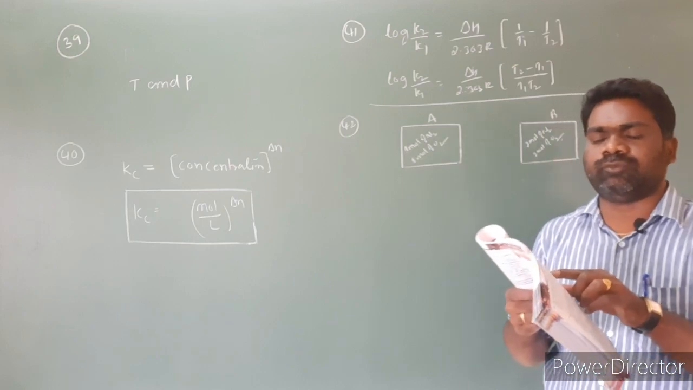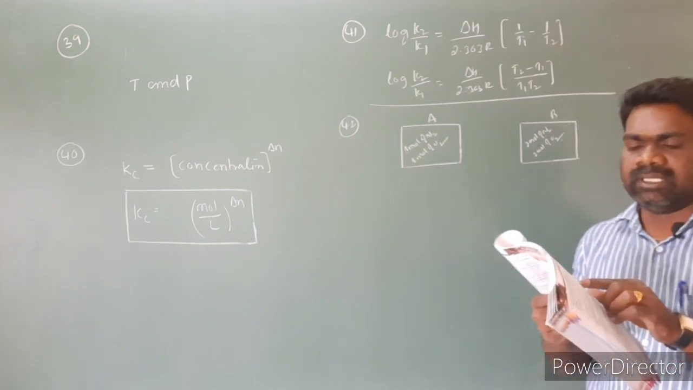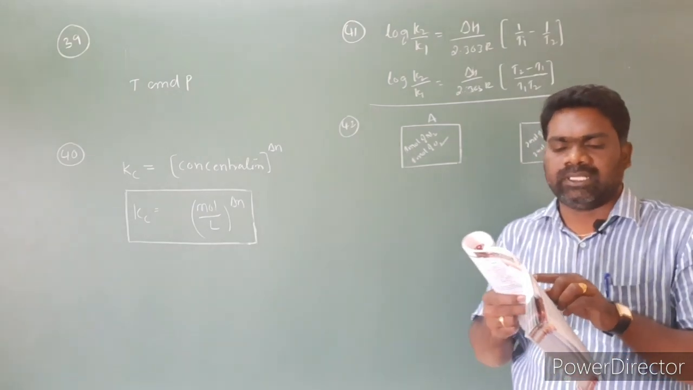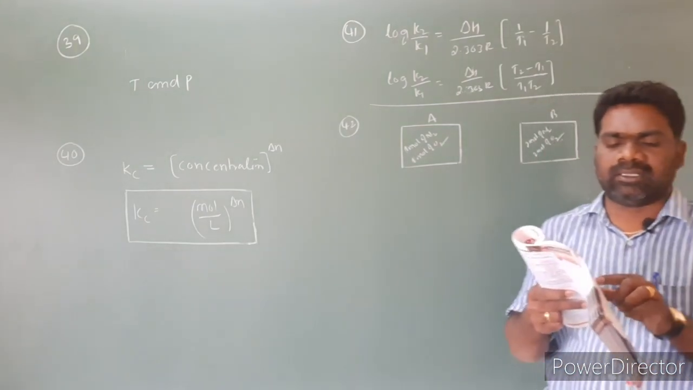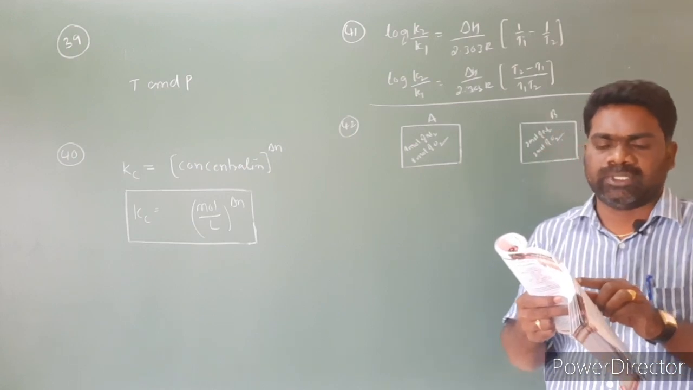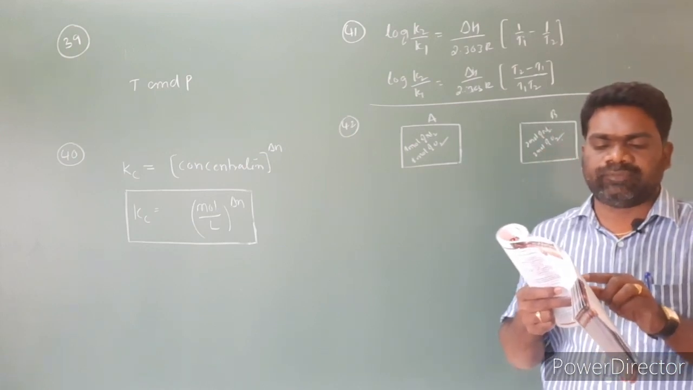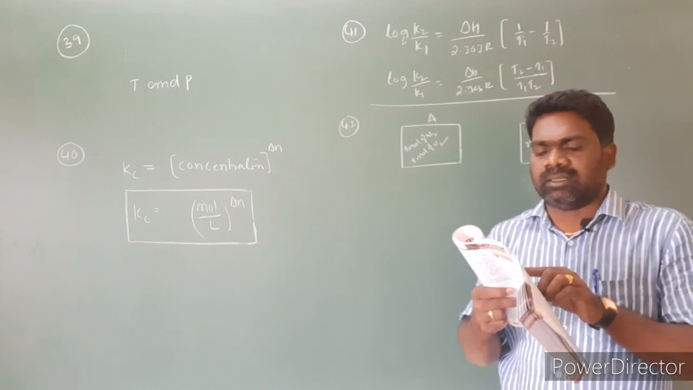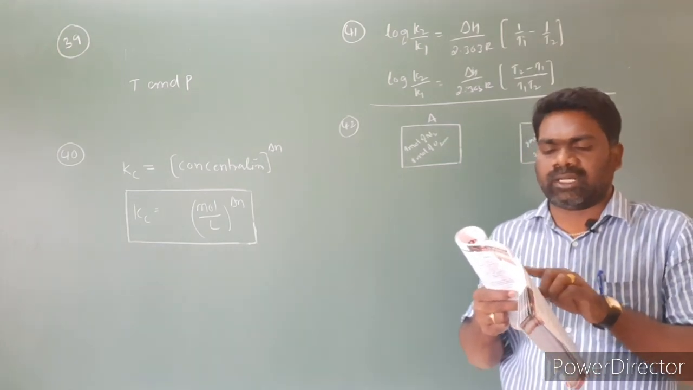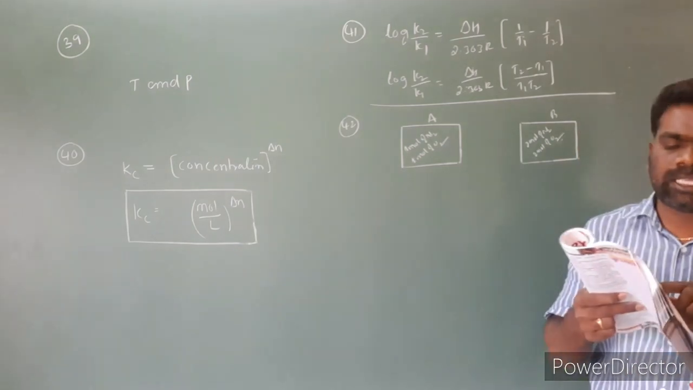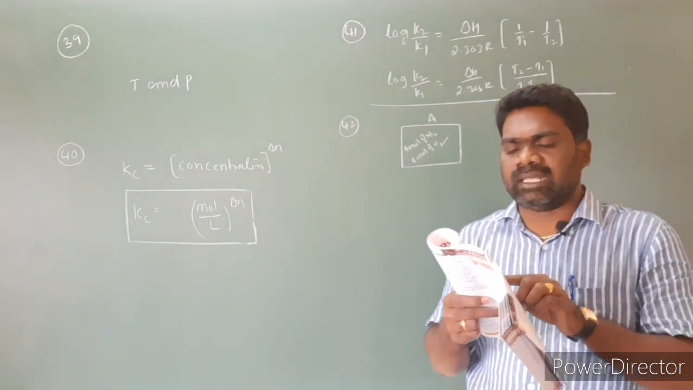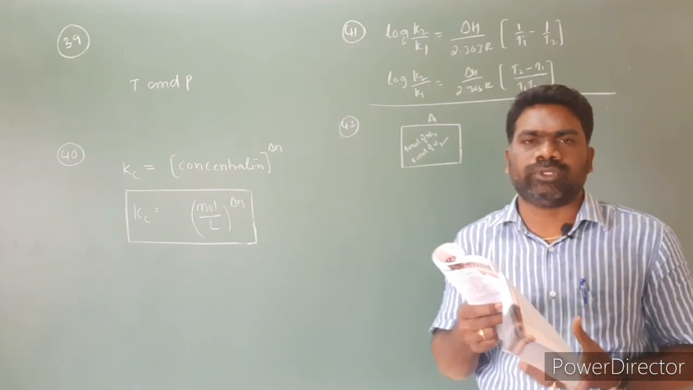are in the ratio of 1:2. Second option, Kp for N2 plus O2 gives rise to 2NO in A and B are in the ratio 1:2. Next, third option, Kc for N2 plus O2 gives rise to 2NO in A and B are equal. Fourth option, Kp for N2 plus O2 gives rise to 2NO in A and B are in the ratio 2:1.